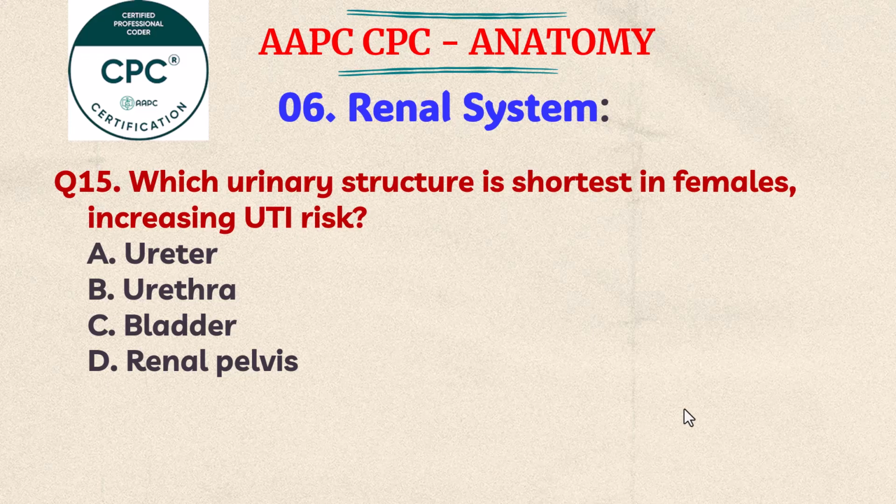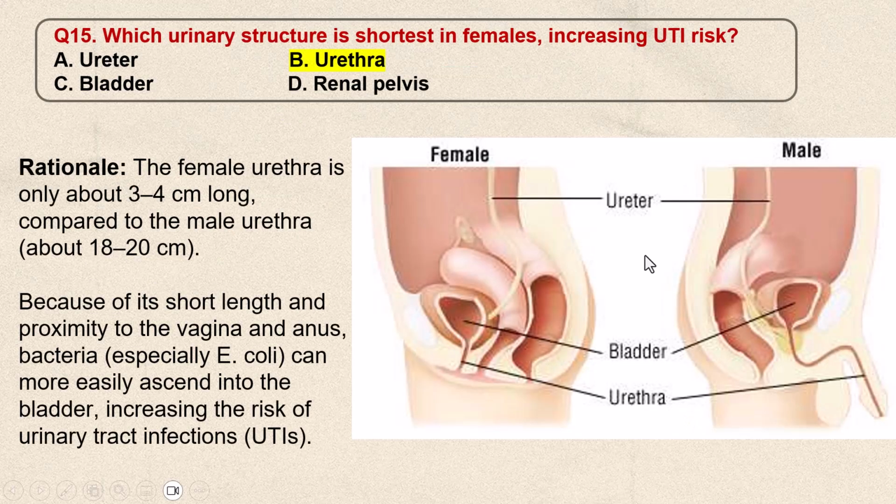Question number 15. Which urinary structure is shortest in females, increasing the UTI risk? A. Ureter, B. Urethra, C. Bladder, D. Renal pelvis. Think the answer. The correct answer is B.